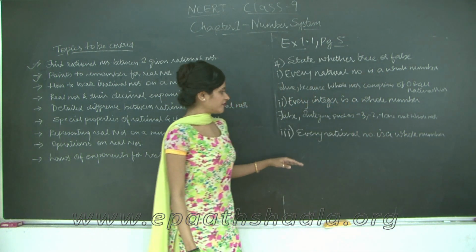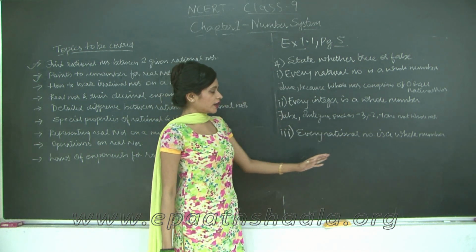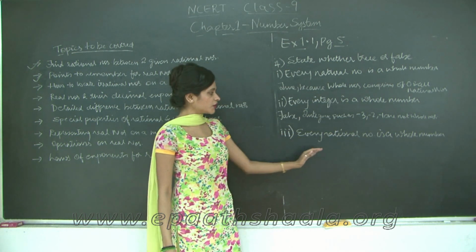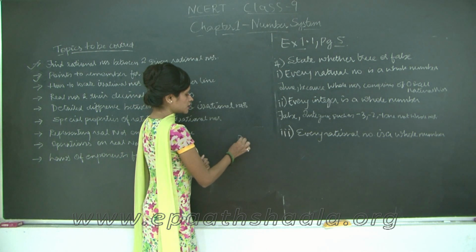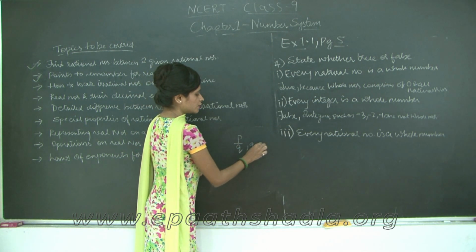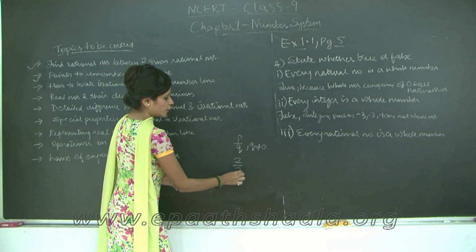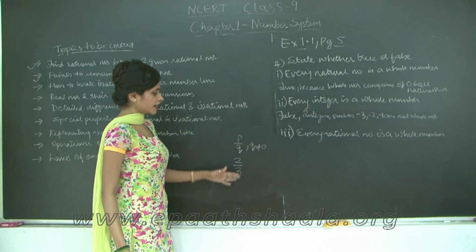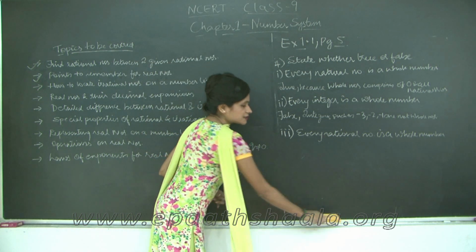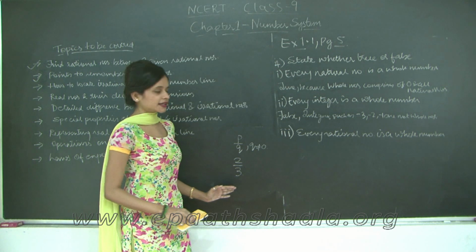Right? And finally, every rational number is a whole number. So every whole number is a rational number, but every rational number is not a whole number, because rational numbers are expressed in the form p upon q, where q is not equal to 0. If I take this example, 2 upon 3 is a rational number, but this is not a whole number, right? Because a whole number consists of 0 and all the counting numbers, that is natural numbers. Obviously, this doesn't fall into that category.